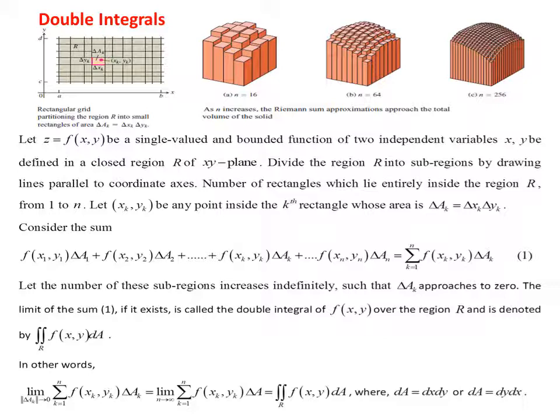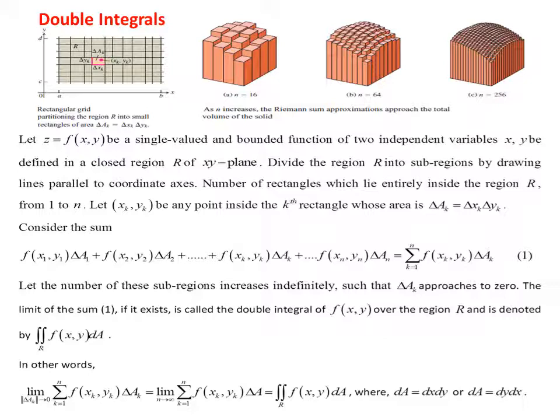So consider the sum over all n rectangles: f of x1 y1 into delta A1 plus f of x2 y2 delta A2, and so on, plus f of xn yn delta An, which can be written as the summation of k equal to 1 to n of f of xk yk into delta Ak. This is the volume under the surface.